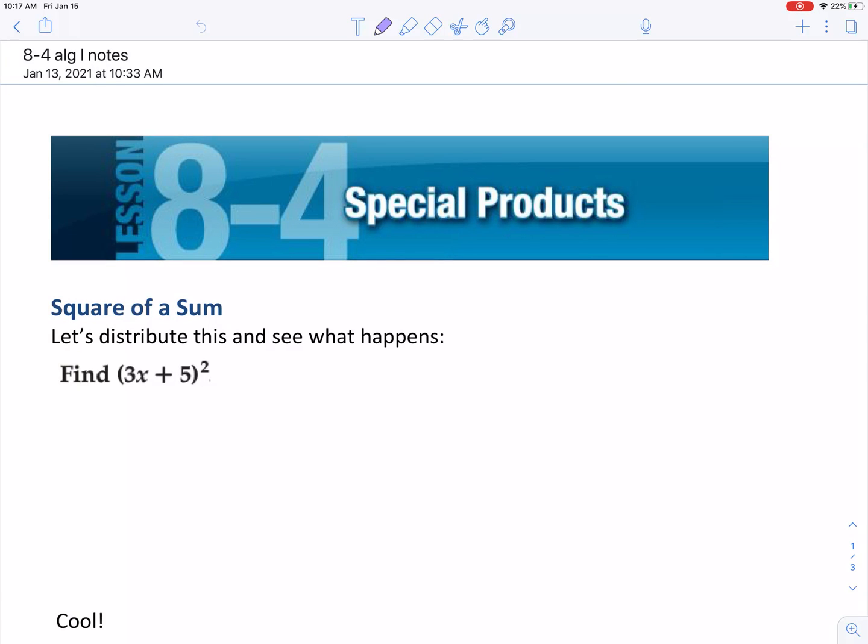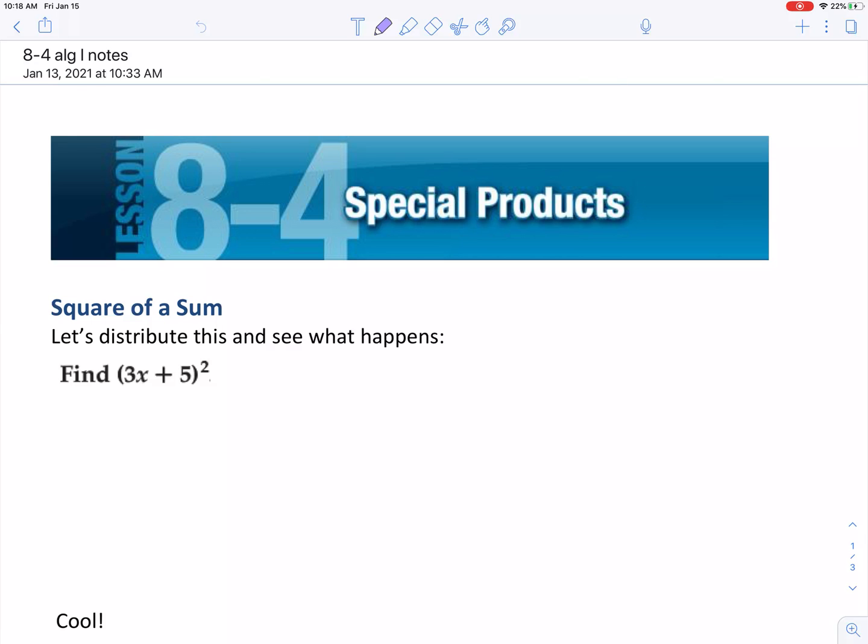We're going to be doing some special products today. So it's going to be the binomial multiplication like we did yesterday, the FOIL, but I'm going to show you some special circumstances and then some special shortcuts that you can do. So first up is going to be square of a sum.